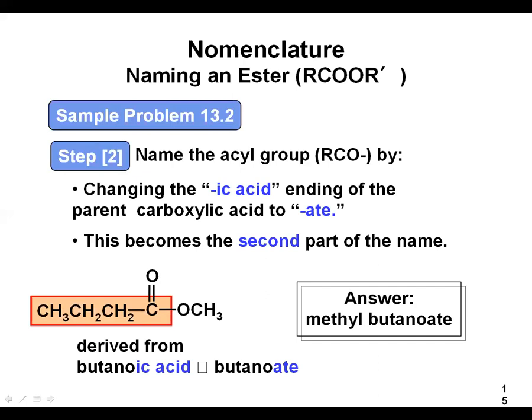So methyl for the smaller part that's attached, butanoate for the longer part. Really, if you break it up right about here, this part comes from an alcohol, and this part comes from a carboxylic acid. So the part that comes from the carboxylic acid gets the OH at the end of it. And the part that comes from the alcohol, you just basically name it like a group.